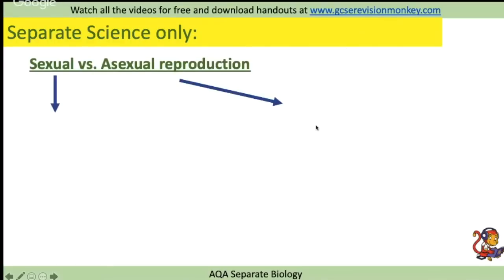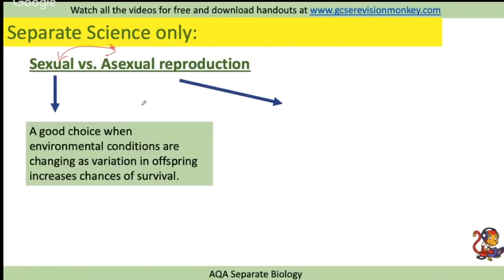A little bit on sexual versus asexual reproduction. I touched on it earlier, and you might need to talk about it in terms of why organisms will choose to do sexual or asexual reproduction at different times. So some things like fungi can switch between doing sexual and asexual reproduction depending on the conditions of the atmosphere.